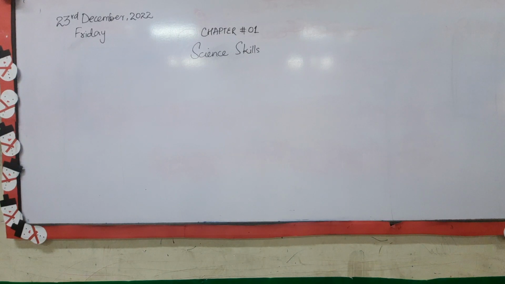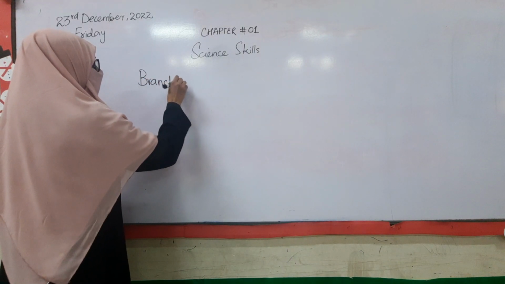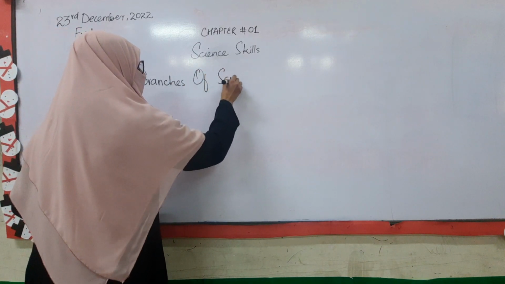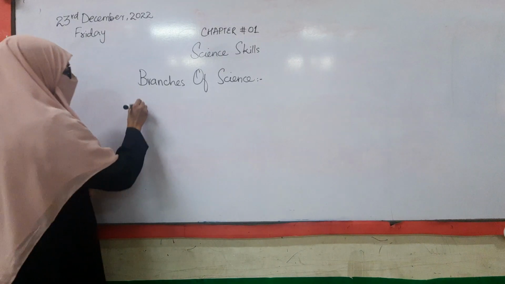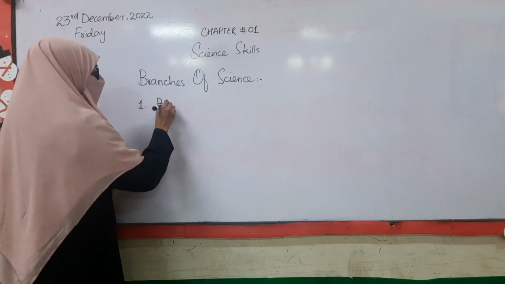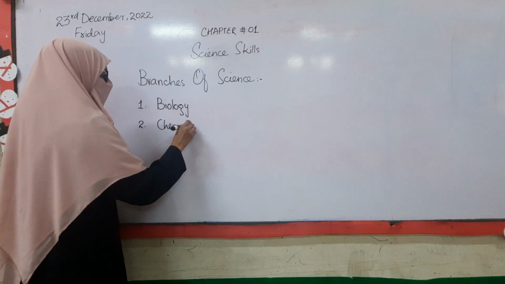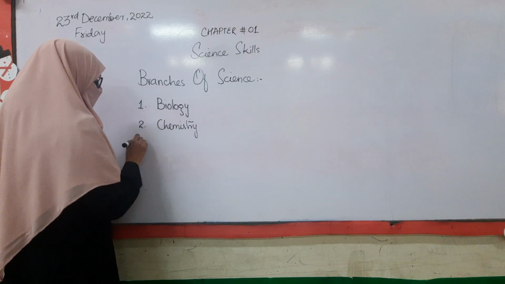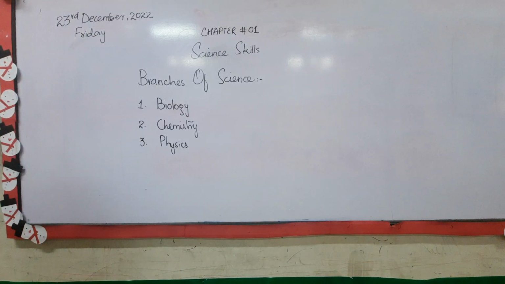Okay, good. We have done about the different branches of science. Can anybody tell me what the different main branches of science are? Okay, good. Number 1 is biology. Number 2 is chemistry. And number 3 is physics.